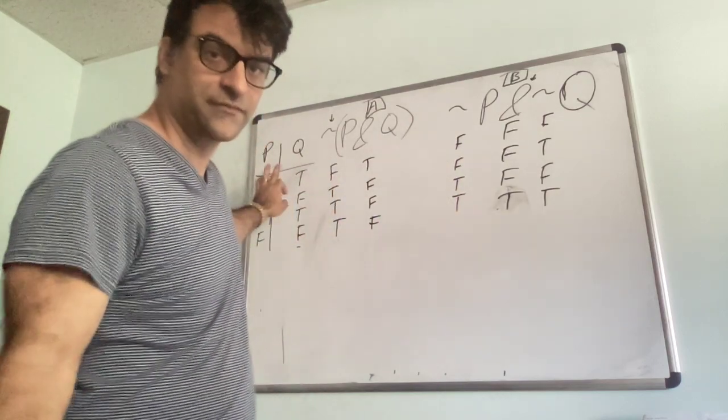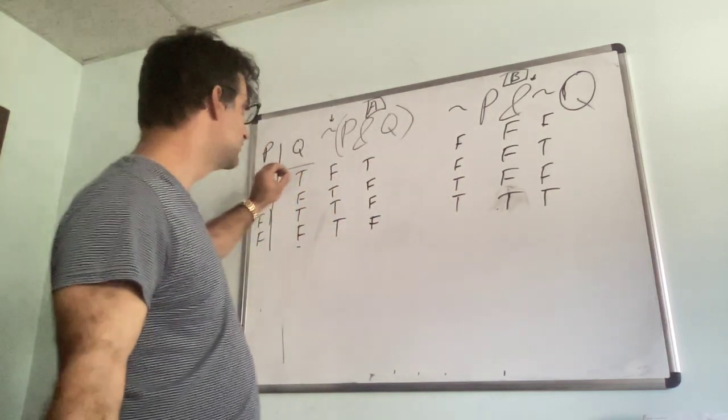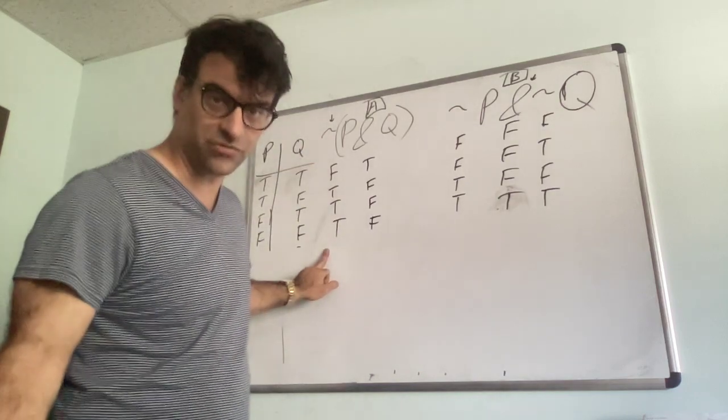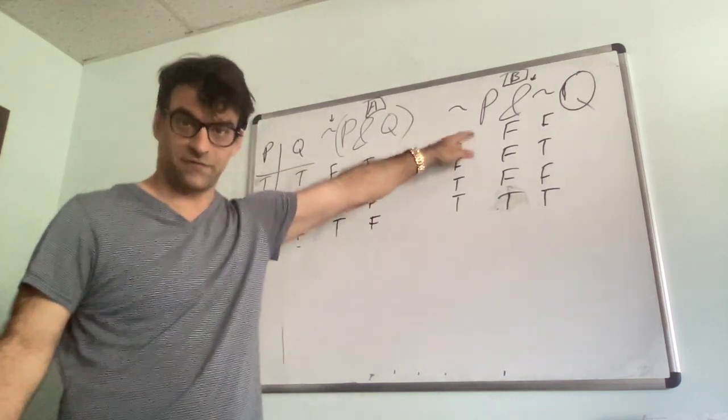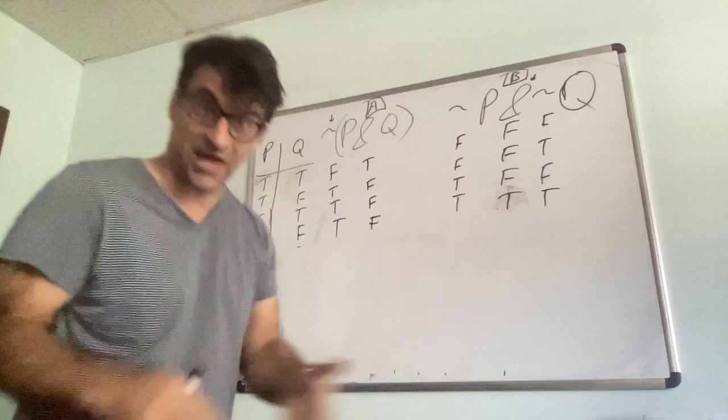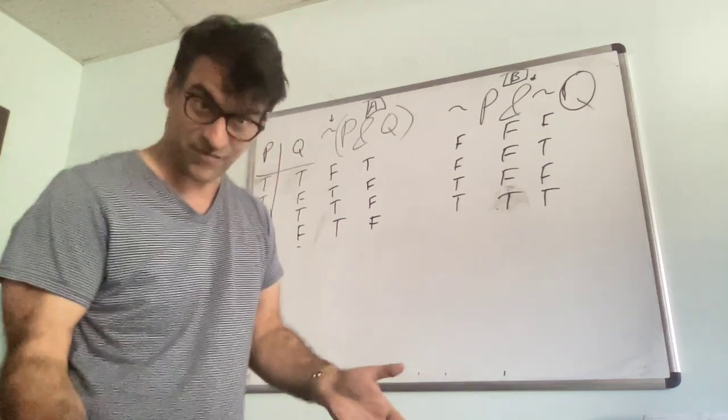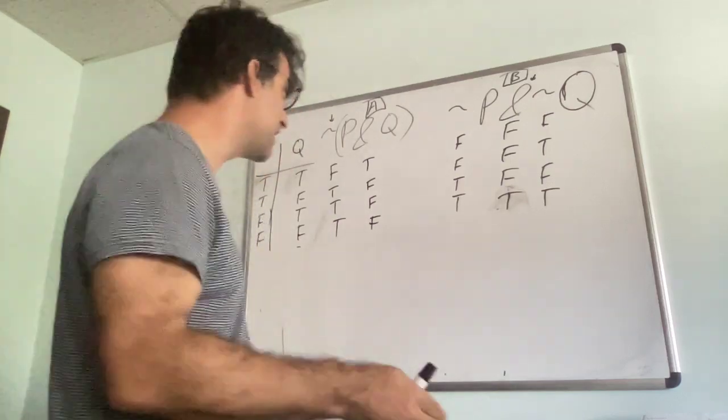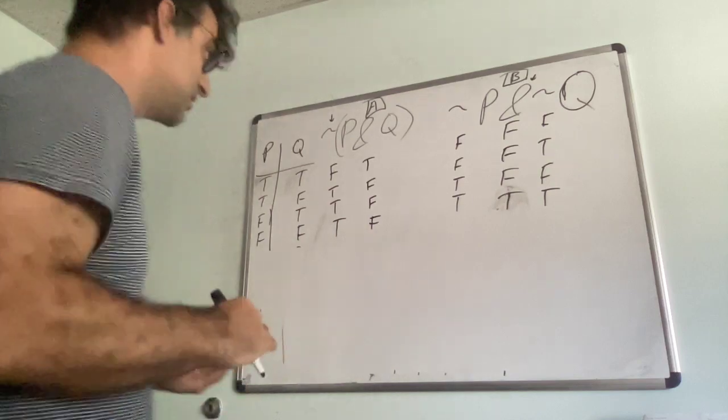Sorry, we get false, true, true, true for this one, and false, false, false, true for this one. They're not even that similar, although in ways they might look similar. Okay?